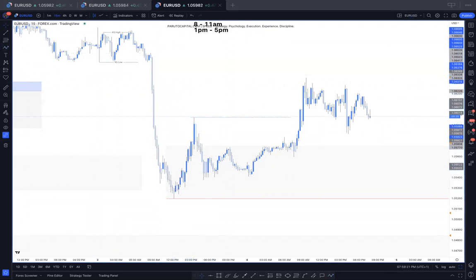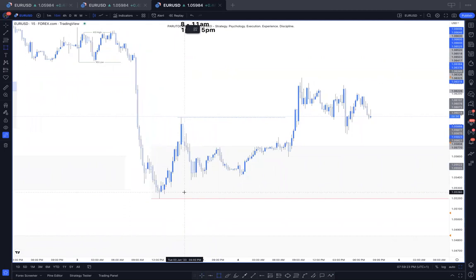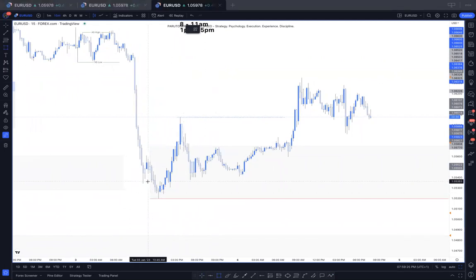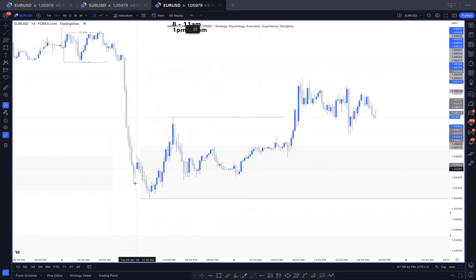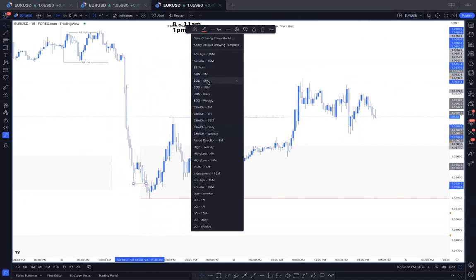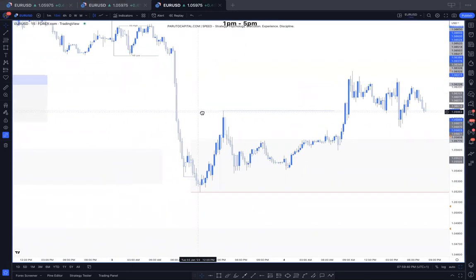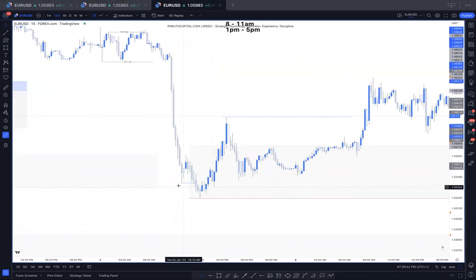Now, I'm going to take out my rectangle tool here. Okay. And then, let me take out the line tool here. So this move here, I'll take this low, and then I'll draw this from this low to this body. And then I'll call that a break of structure, BOS, on the 15 minutes. I have that there. Now with this BOS, the high was this, isn't it?